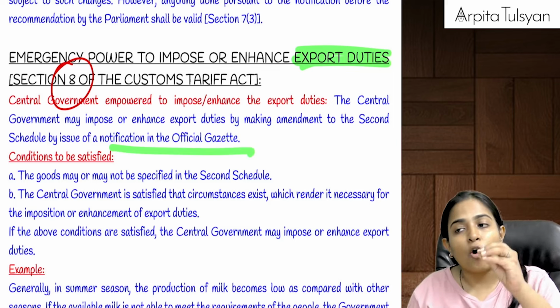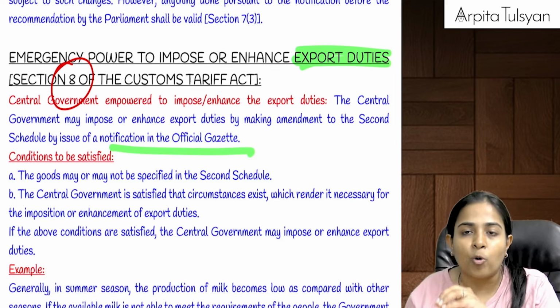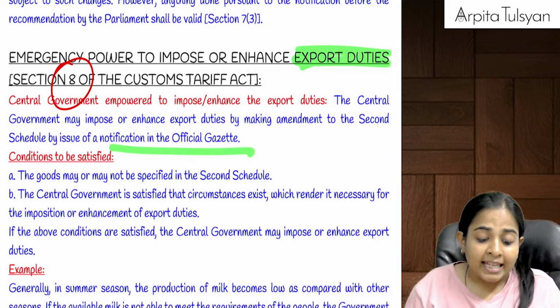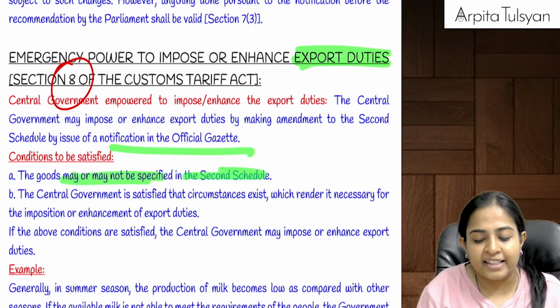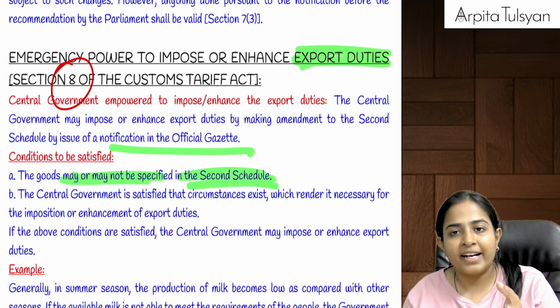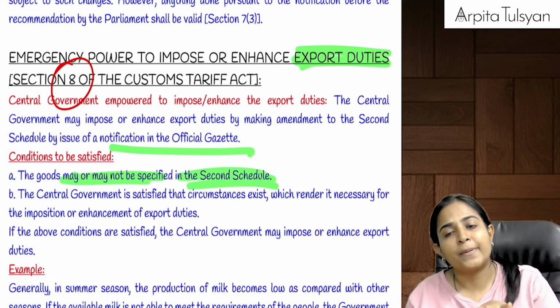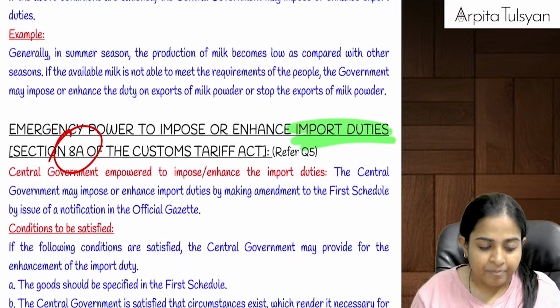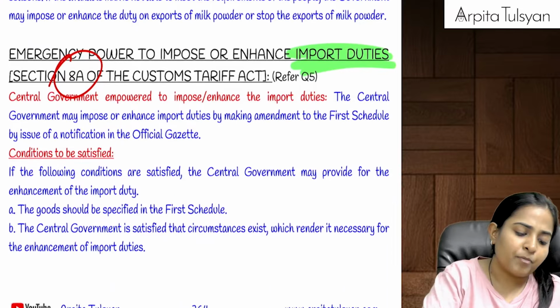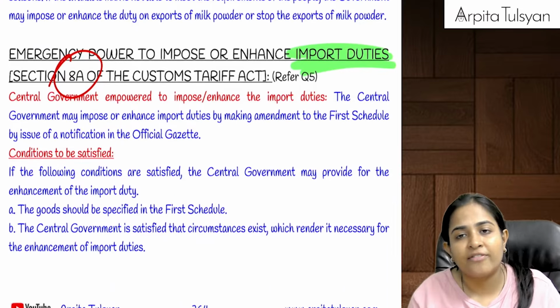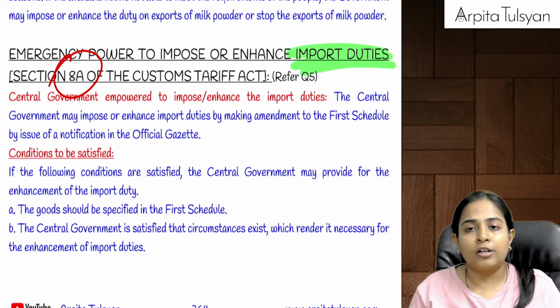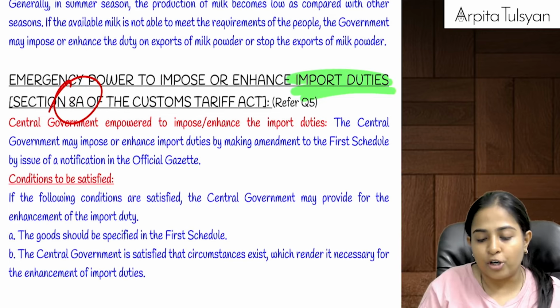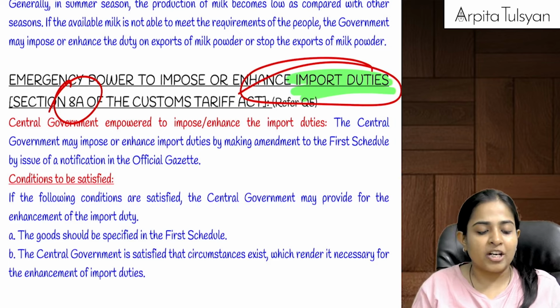The product on which it wants to impose or enhance the export duty may or may not be specified in the schedule. If it is specified in the schedule, well and good. If it is not specified in the schedule, you can add it in that schedule also. No problems in that. Are you clear with this? Yes. Or alternatively, by way of a special notification also, you can enhance that export duty. Right? Now, section number 8A.